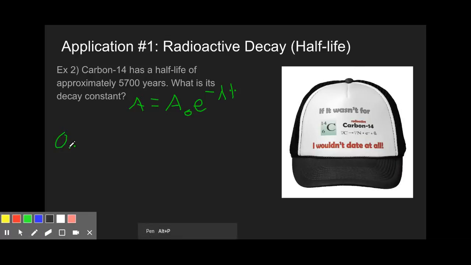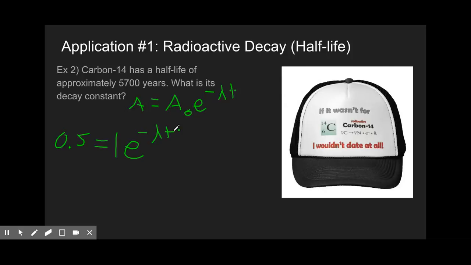So I'm going to put 0.5, because I'm looking for the decay constant when I know the half-life, equals 1 times E to the negative lambda times T power. And you know what? I don't really need that 1 there, so let's just erase the 1, because 1 times a number is itself anyway. Okay, so I'm going to do reverse PEMDAS here. Is there anything to add or subtract or multiply or divide? There is not. I just have an exponent. So I'm ready for my exponent step.